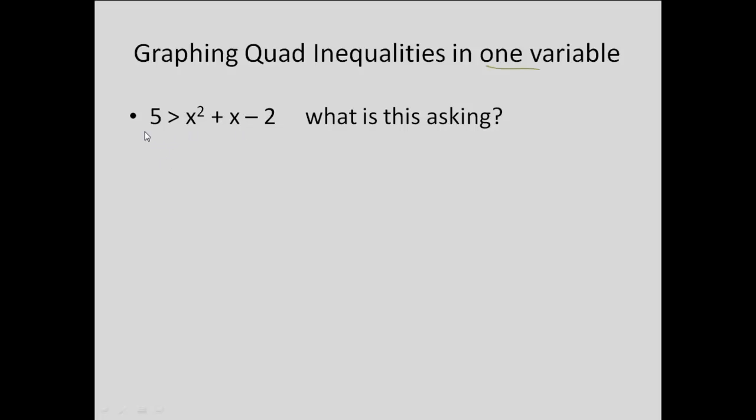Well, before I even start, I'm going to put it in standard form. I'm going to get a 0 over here. So I'm going to subtract 5 from both sides, and I'm going to have 0 is greater than x squared plus x minus 7. Now if we think about what this is asking? Well, think of your equation side as the graph. So it wants to know, when is the graph smaller than 0?